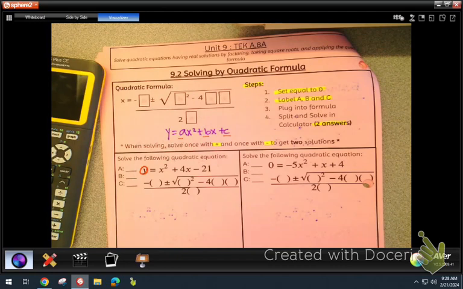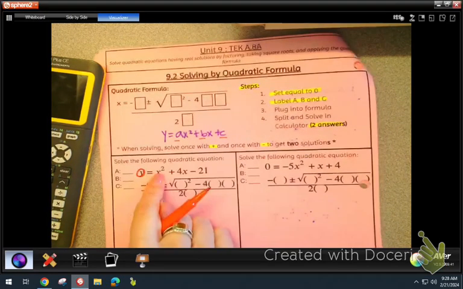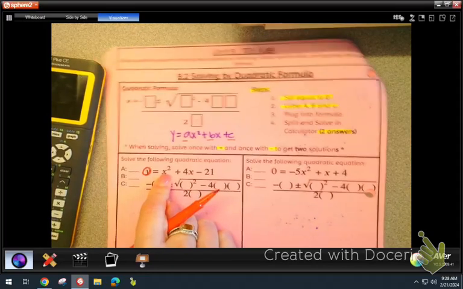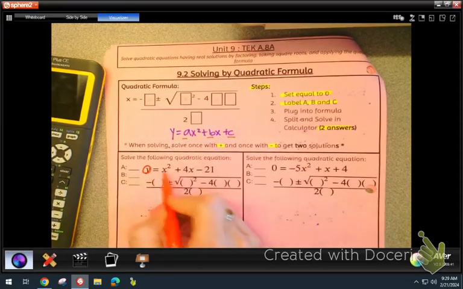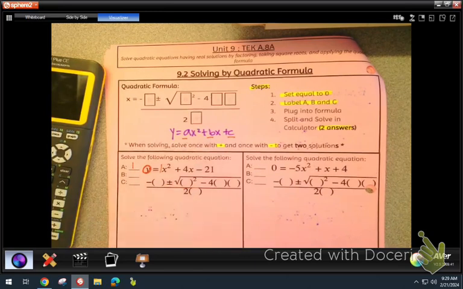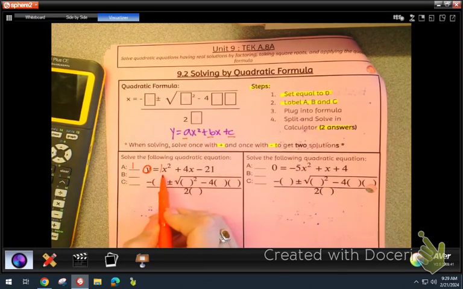What is our a? What is our coefficient of x squared in this problem? Coefficient is the number in front. 1. It's implied to be a 1. If they don't have something written there, it's implied to be a 1. We've seen that. We know that.